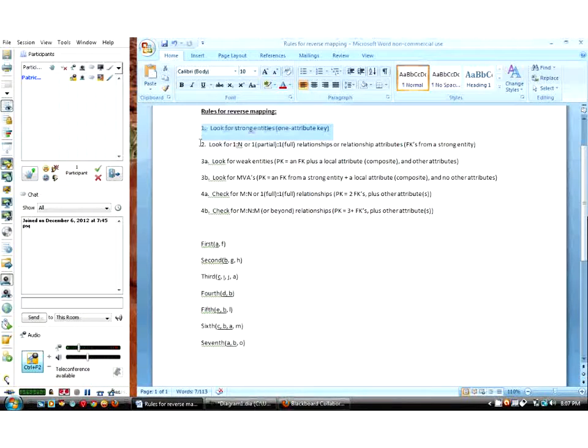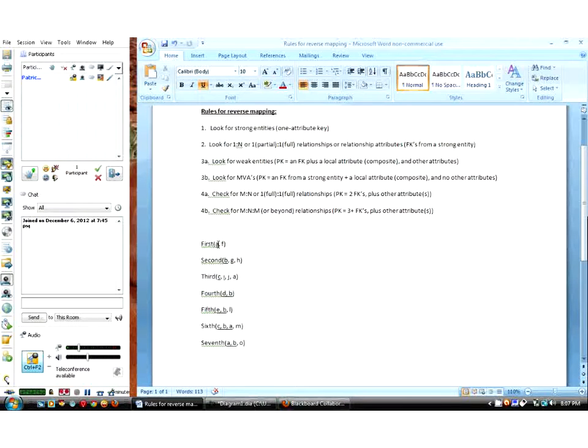We'll do it fairly slowly. We want to look at our strong entities first. That's step number one: look for strong entities. An entity has to be strong if it has a non-composite primary key. It can't belong to anything else, it can't be a weak entity, and it's not going to turn out to be a relationship attribute. So if a table has a one-attribute key, it's strong. That's just a rule.